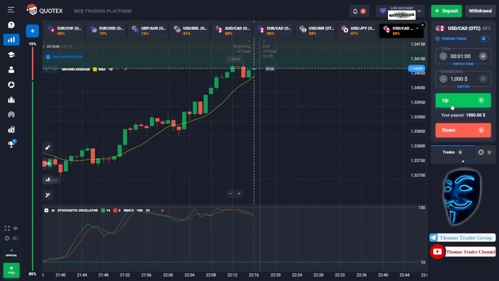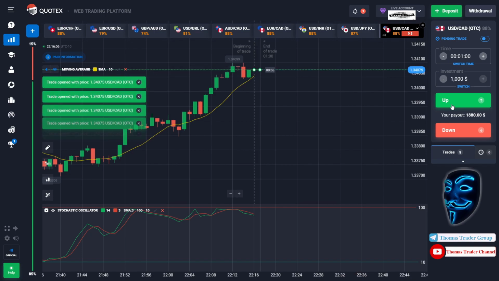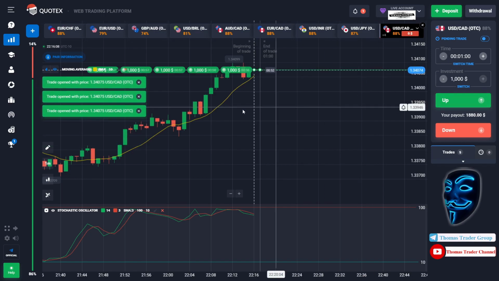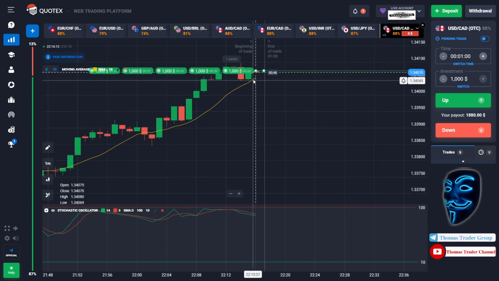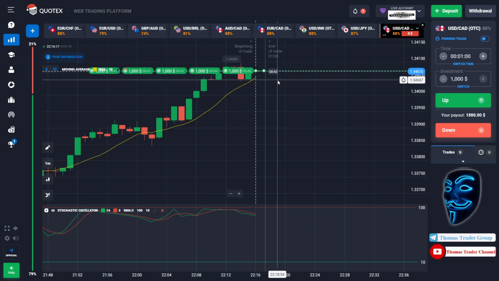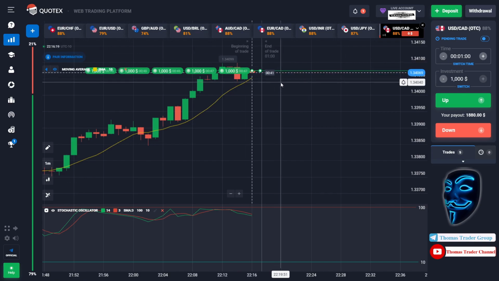Over here we can open buy for 1 minute. As you can see, the market is going bullish, and the market has already touched the moving average line. When the market touched the moving average line, it will make a rebound and it will continue the bullish trend. Let's prove it and let's wait till the end of our trade.